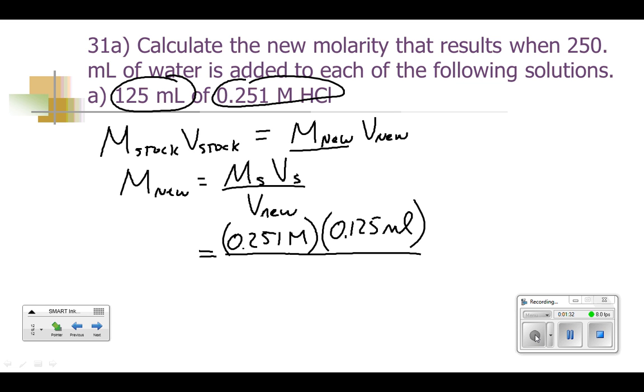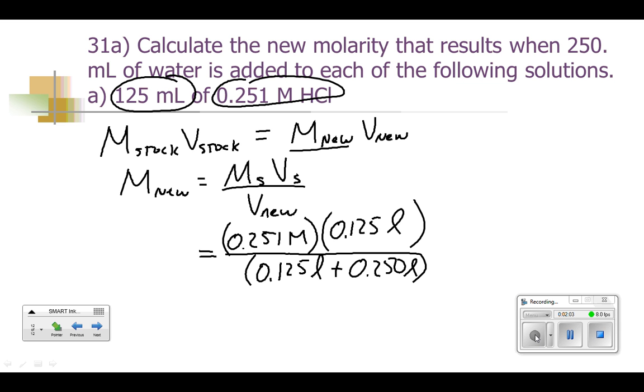And then on the bottom goes the volume of the new. Well, this problem says that we're going to add 250 milliliters to what we already have. So we already have 0.125 liters. I'm sorry, I made a mistake up here. That's not milliliters, that's liters. And then we're going to add to that 250. Well, again, move the decimal point over 3 places. You get 0.250 liters.